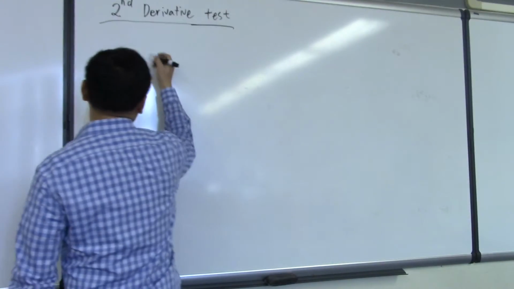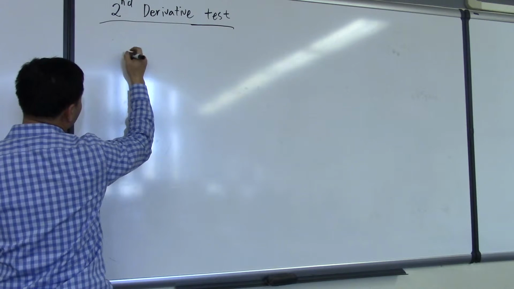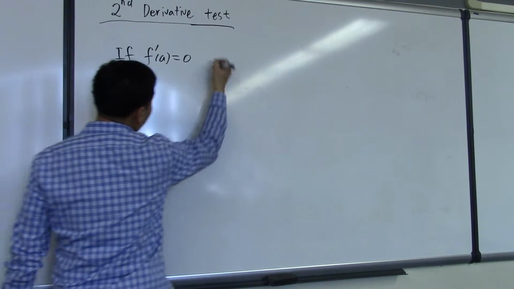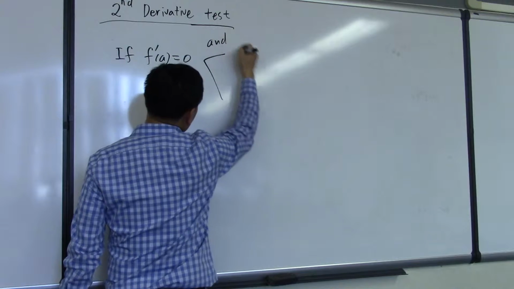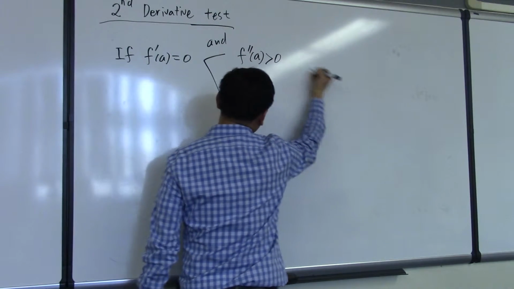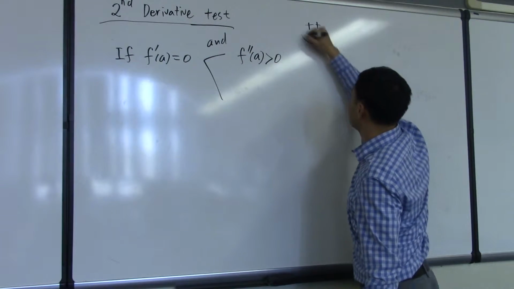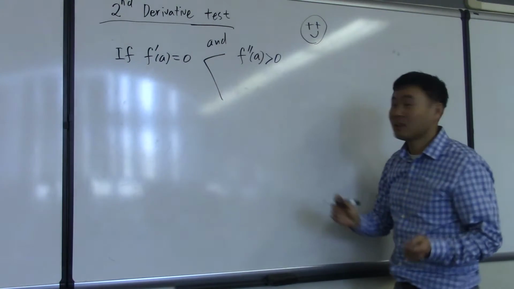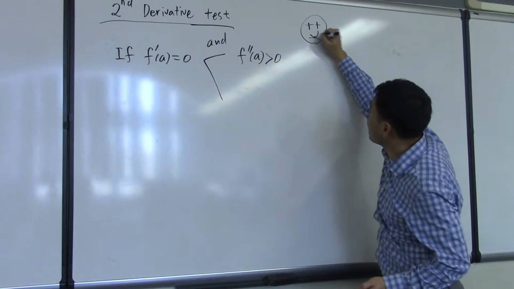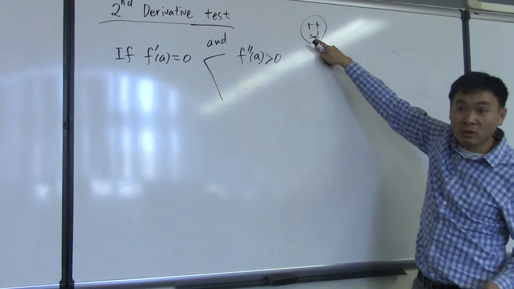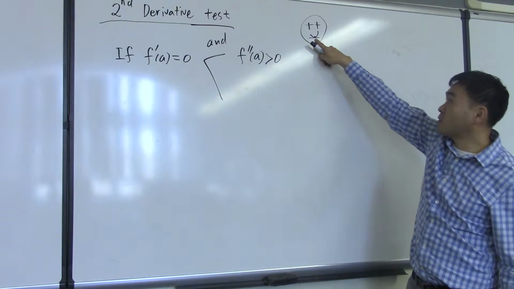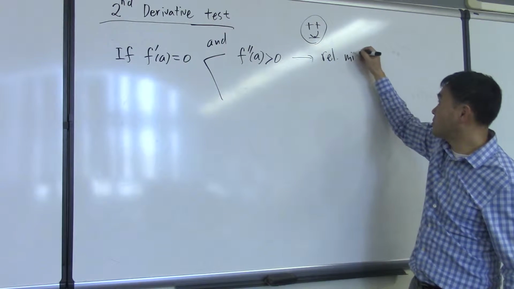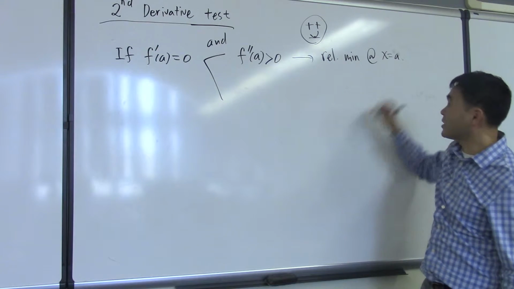So what is the second derivative test? There are two cases. If f prime of a is 0, and f double prime of a is positive, in that case, you think about the smiley face. This is very handy. Every time you have f double prime positive, you want to draw this smiley face and think about what's going on. At this point where you have f prime equal to 0, what do you get? You get a relative minimum, don't you? Then you have a relative minimum at x equal to a.